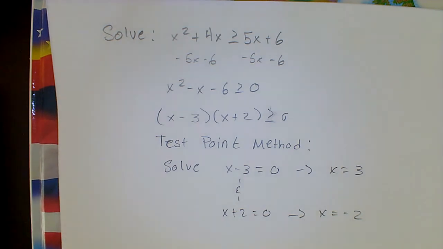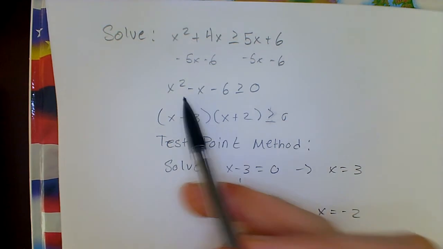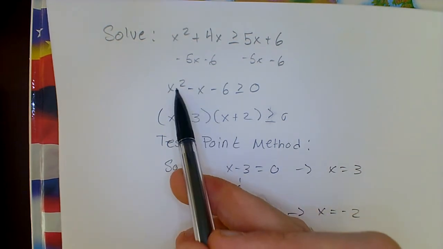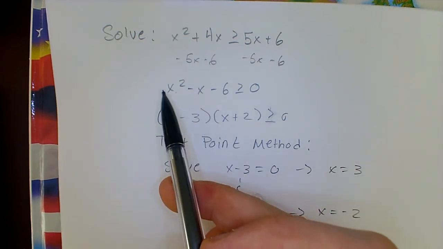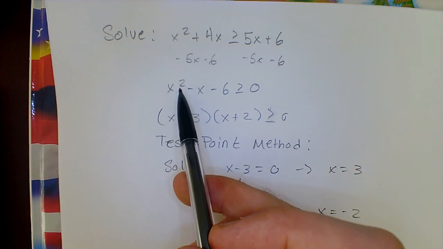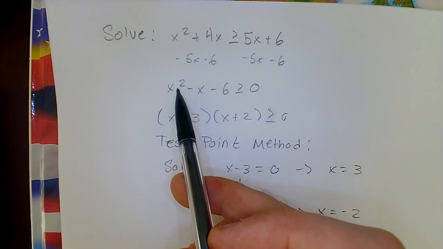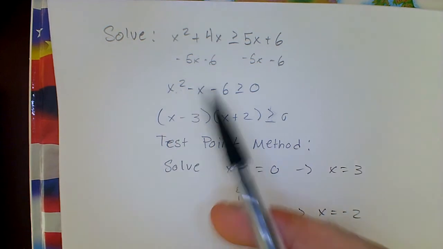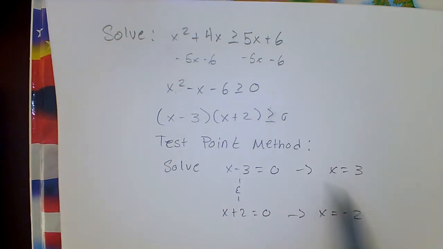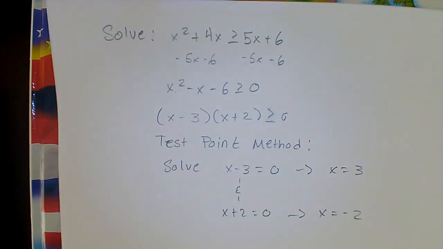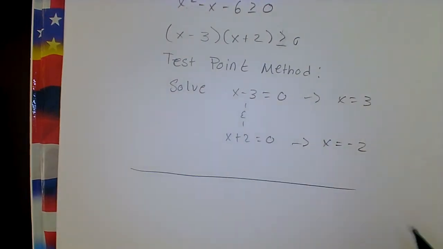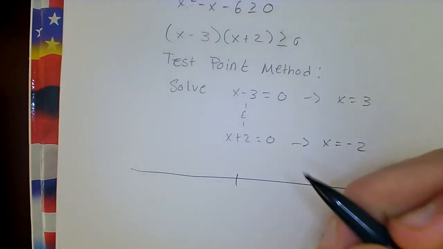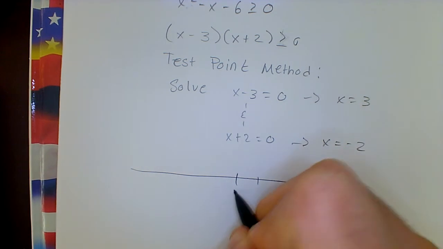Okay, so this is a degree 2 inequality, right? Because the highest exponent is 2. So you're going to have at most 2 zeros to solve for. If this were a degree 3, you'd have maybe 3 or less. Then you have to draw your number line after you've solved for these zero points, and we're going to mark those on our number line.